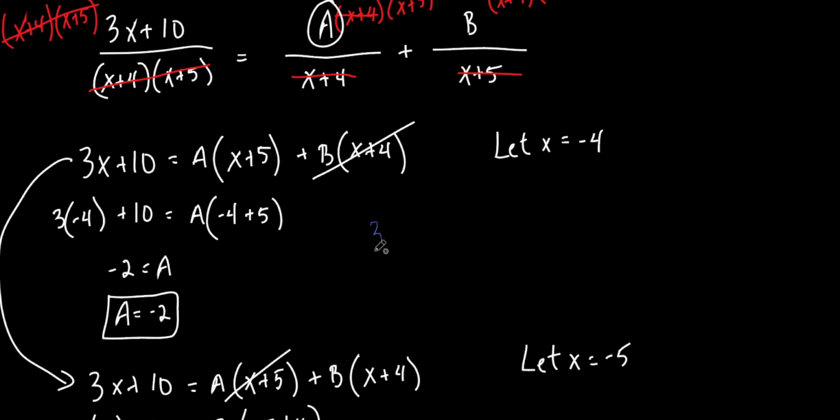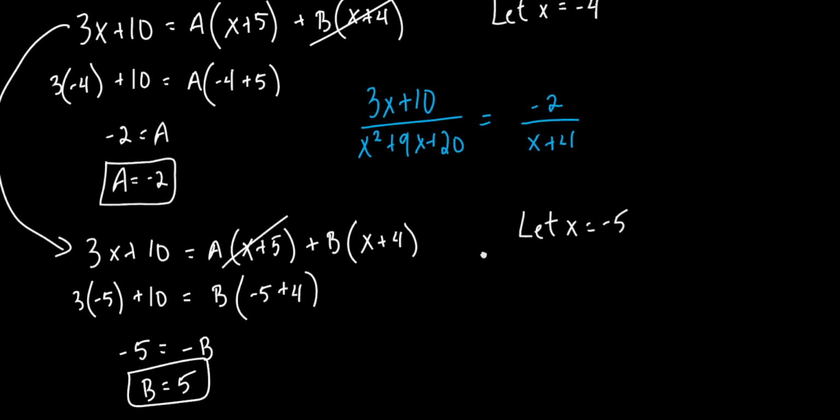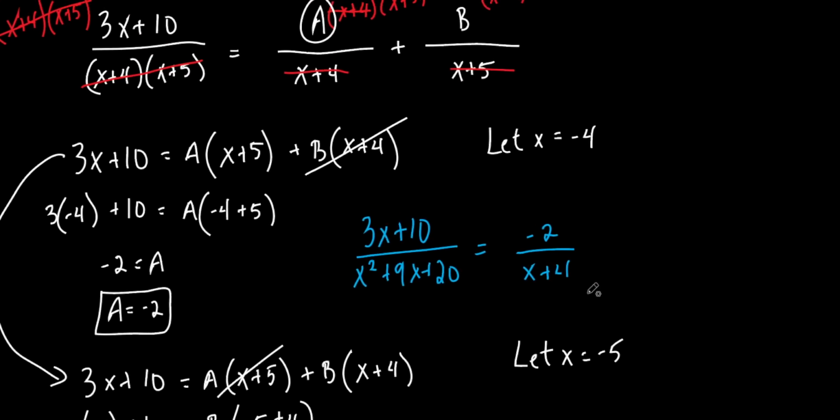So that must mean, what do we start with? 3x plus 10 over, what was it, x squared plus 9x plus 20. So I started with this. What did I end up with? A over x plus 4. Well, what's the a? It's -2. So you put a -2 right there. What is the b? What did we get for b? We got +5, didn't we? All right, so I can put a plus there since it's positive.